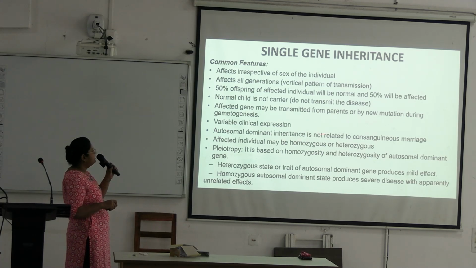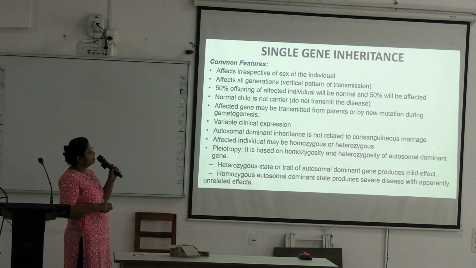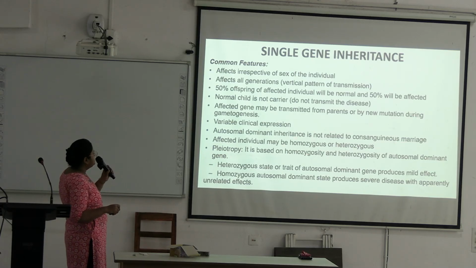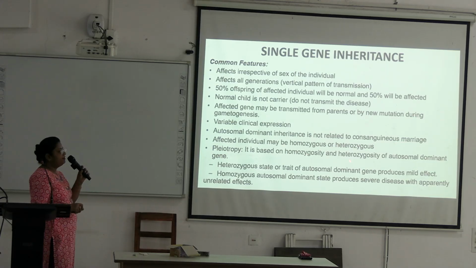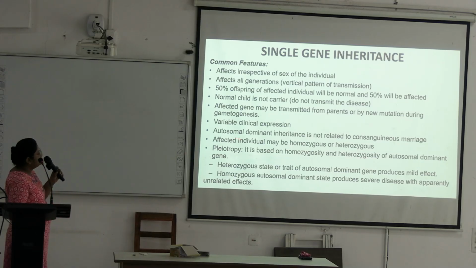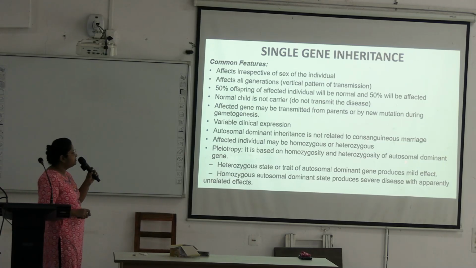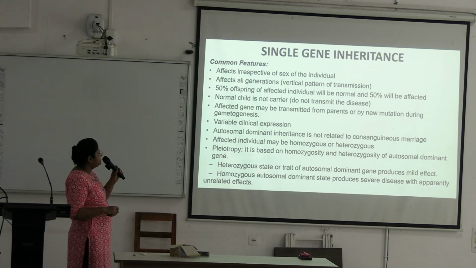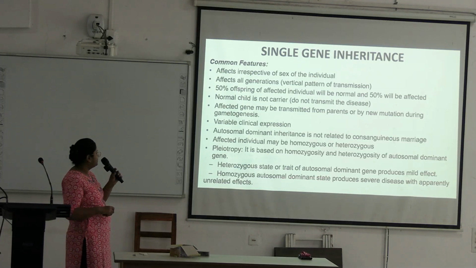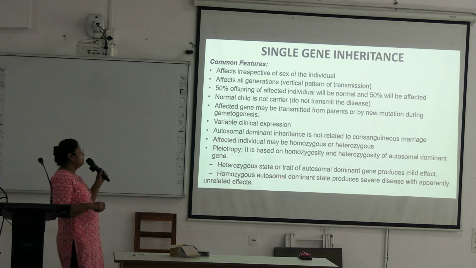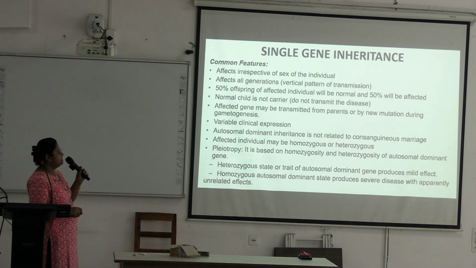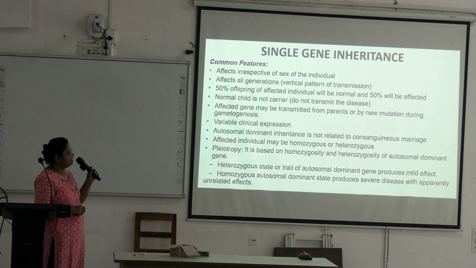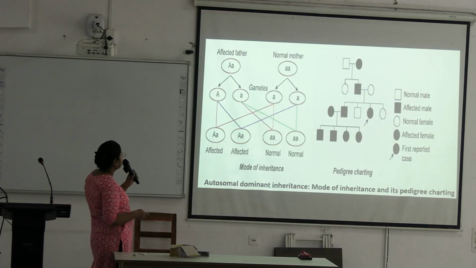Autosomal dominant inheritance is not related to consanguineous marriage. An affected individual may be homozygous or heterozygous. Pleiotropy is based on homozygosity and heterozygosity of the autosomal dominant gene. The heterozygous state, also known as the trait of the autosomal dominant gene, produces a mild effect, and the homozygous autosomal dominant state produces severe disease with apparently unrelated effects.